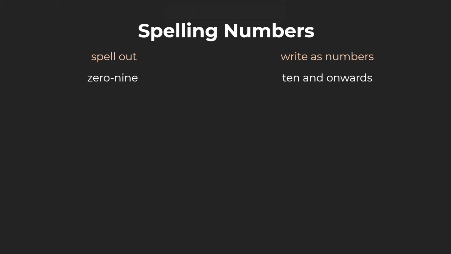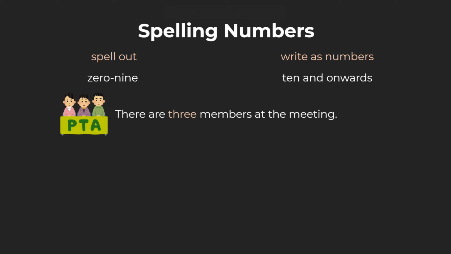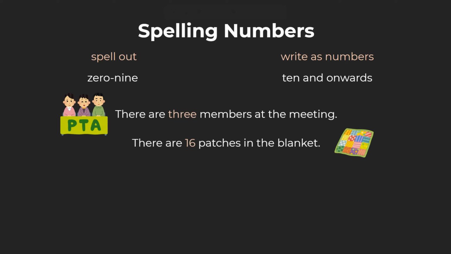For example, you would write out the word for "there are three members at the meeting," but use the numeral for "there are 16 patches in the blanket." This rule helps make smaller numbers feel more natural in the flow of a sentence while making larger numbers stand out clearly. However, consistency is key.